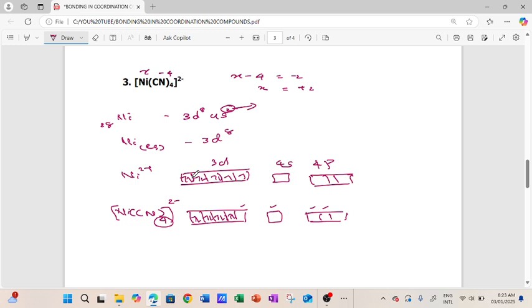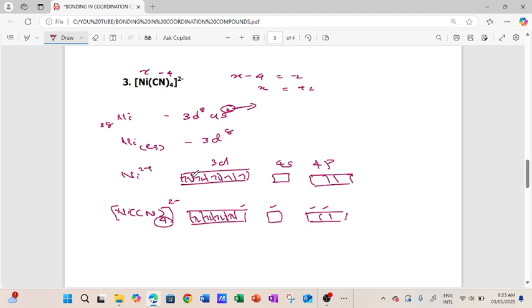This is not participating in hybridization, the last p orbital. So dsp2 is the hybridization, and the last step is [Ni(CN)4]2-. You draw the orbitals which are not participating in hybridization together. Out of 5 orbitals from 3d, you draw only 4 orbitals because one is participating. 1, 2, 3, 4, 5, 6, 7, 8, only 4.